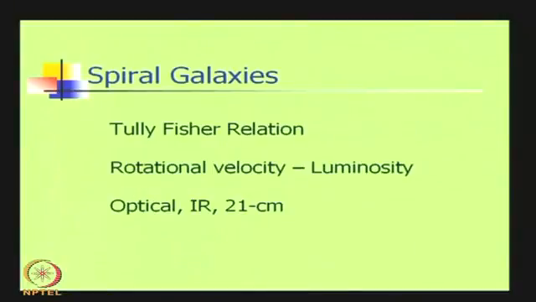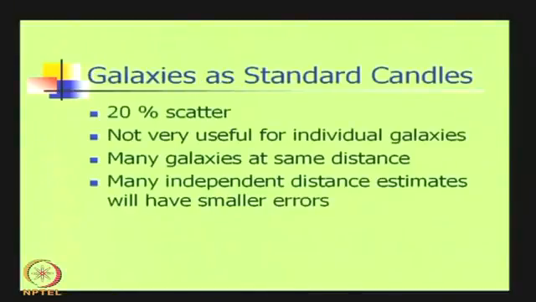So, there is a 20% uncertainty which you do not want in your Hubble parameter. So, this uncertainty in the distance is also going to be of the order of 20%, and it is not very useful to use these methods for individual galaxies. If you want to determine the Hubble parameter, it is not very useful because the Hubble parameter will have large uncertainties.